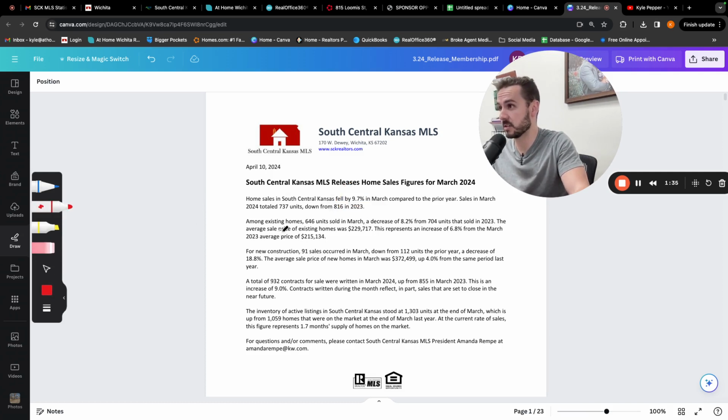Again, among existing homes, 646 units sold in March, a decrease of 8.2% from 704. So another decrease in units sold year over year. This is also very significant.